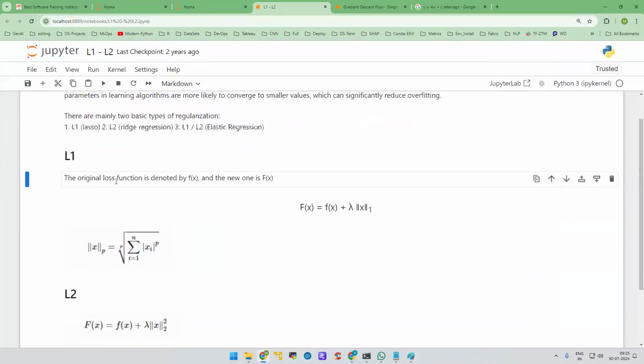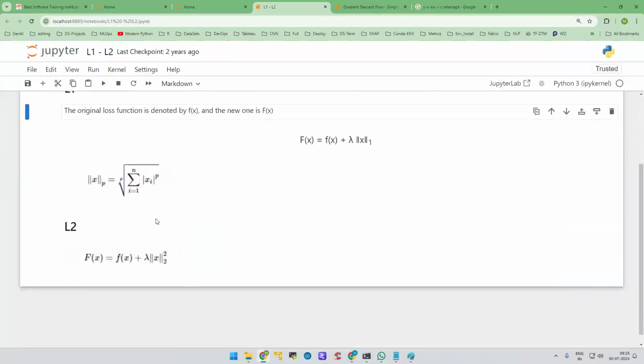And L1 is basically when we have less penalization. The difference between this one and this one is very simple: one is not squared and this one is squared. Basically, f of x is based on the data that we get, and in addition to that we need to add penalization. And lambda is basically the proportion.